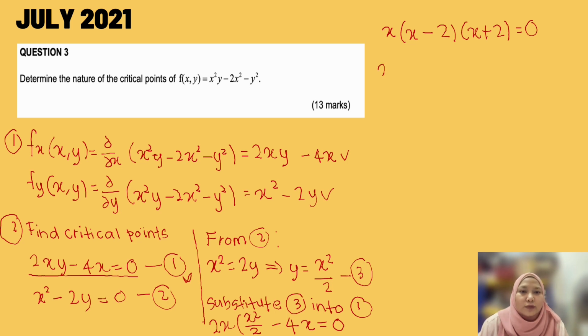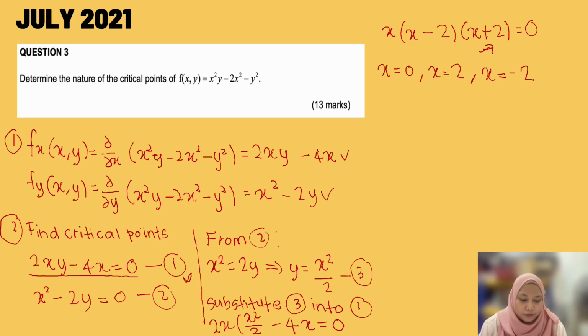So the first x will be equal to 0. The one inside the bracket will be equal to 0. Therefore, we will get x equals to 2. And then here x plus 2 will be equal to 0, and then we get our x equals to negative 2. So now we have our 3 values of x here.